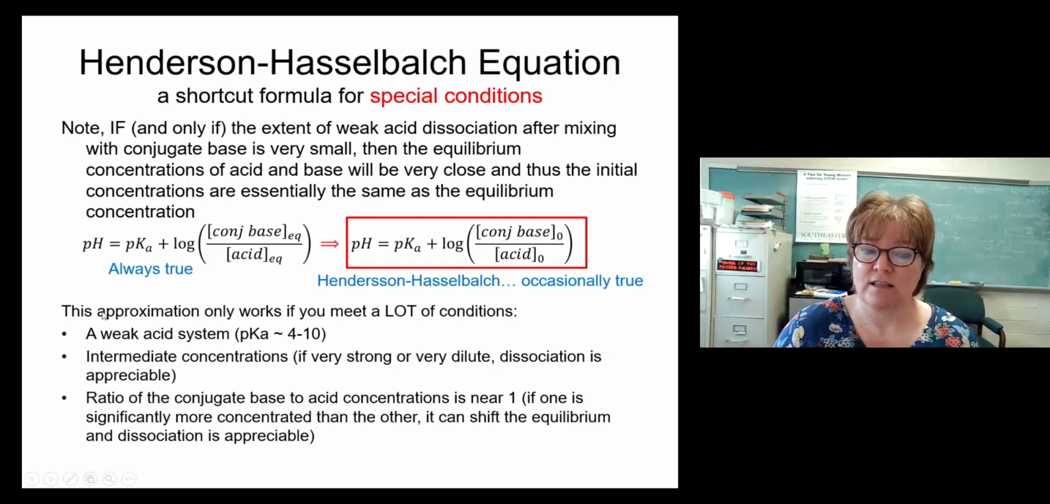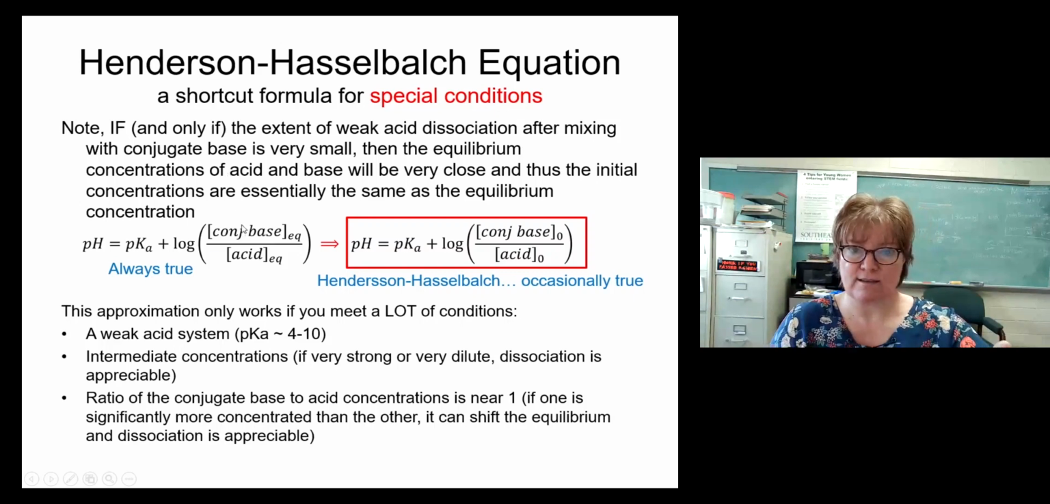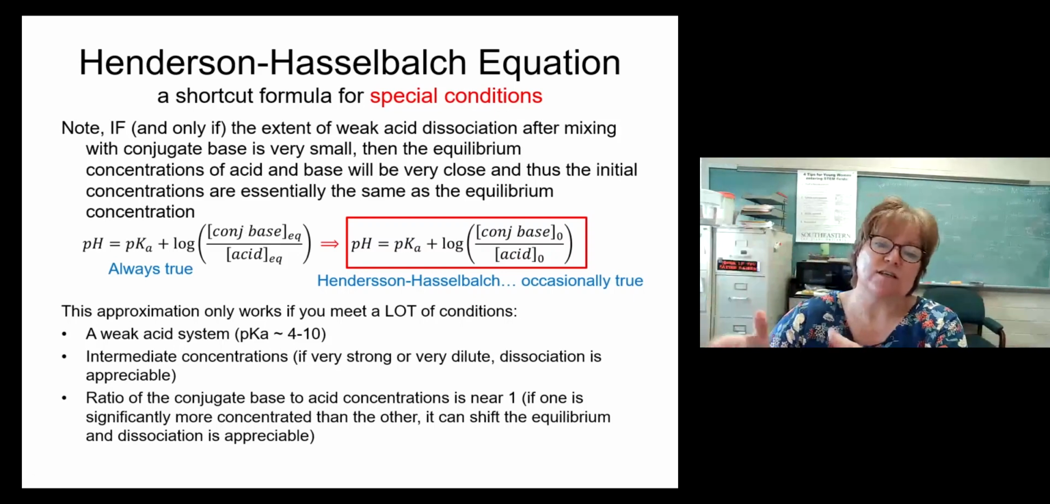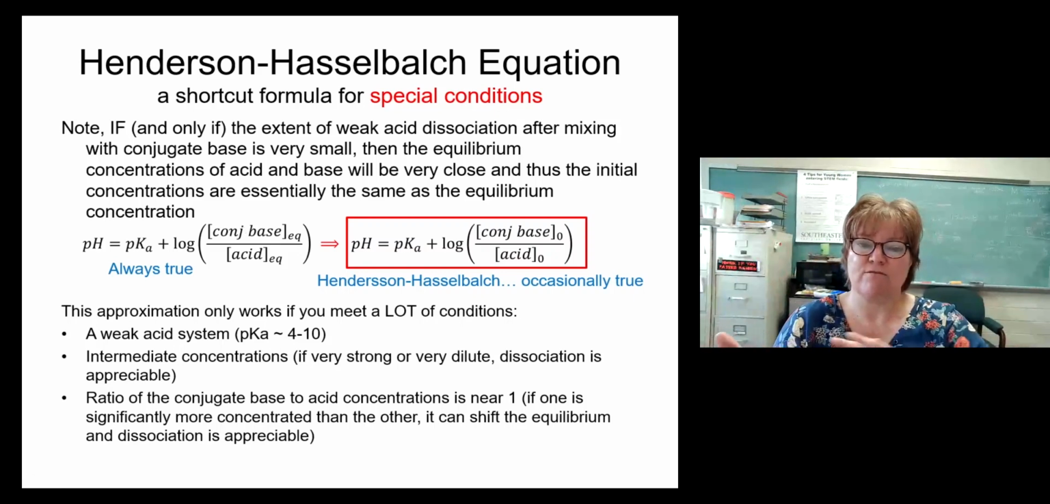So again, on the left-hand side, we took the Ka expression, we took logs of both sides, we did some fancy math, we rearranged it, and found what pH is as a function of all the equilibrium concentrations. But Henderson-Hasselbalch noticed that these equilibrium concentrations are now the initial conditions.